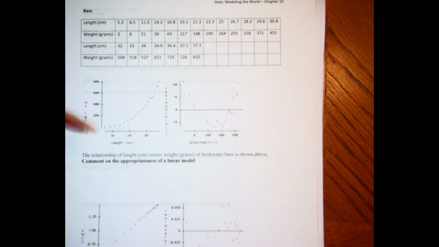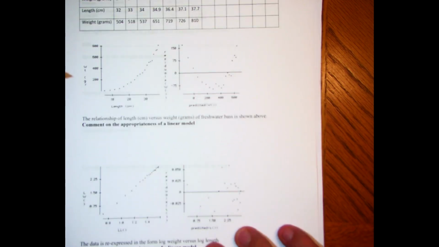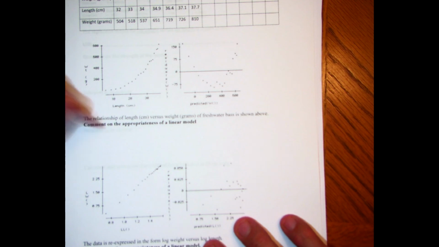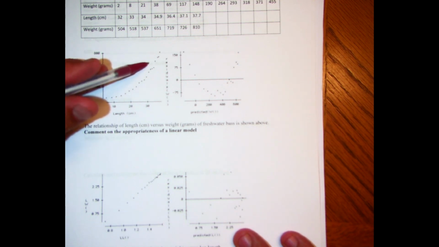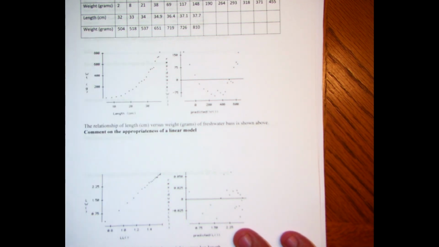So this is how an AP problem would be presented to you. Bass is a type of fish, and you have the length and the weight of the fish, in centimeters and grams. They graph it, and you can see there's a distinct curve there. Then they show the residual plot, and obviously there's a distinct pattern there. So they say, comment on the appropriateness of a linear model. Well, we look at the scatter plot, it's curved, and the residual plot shows a pattern.